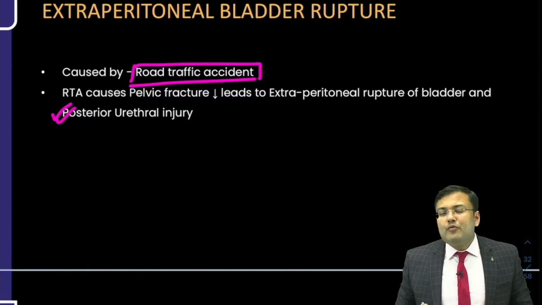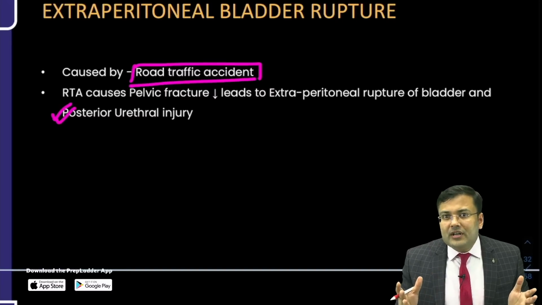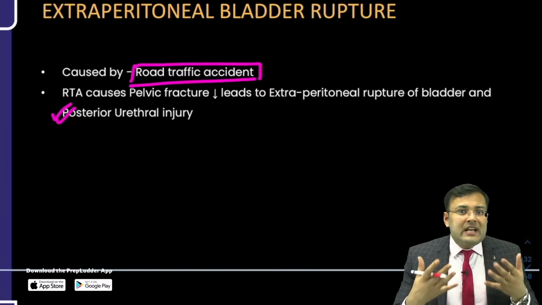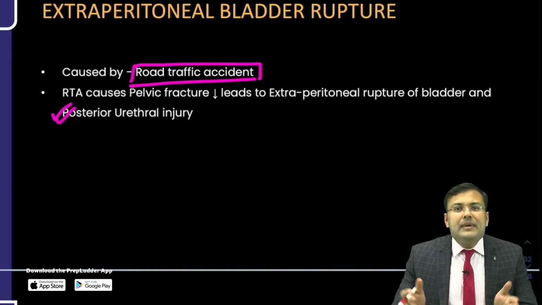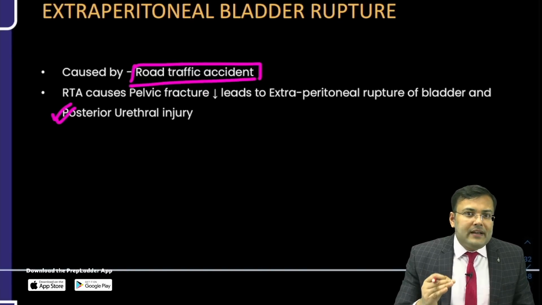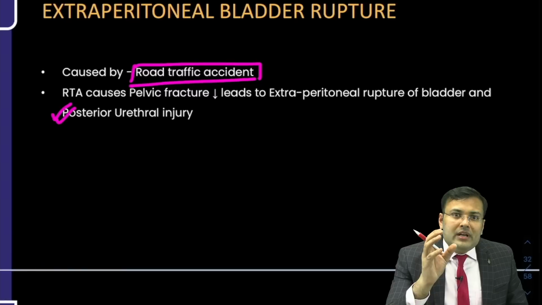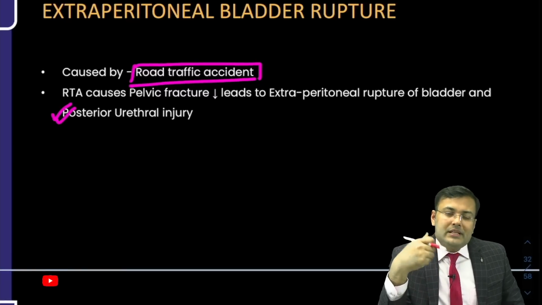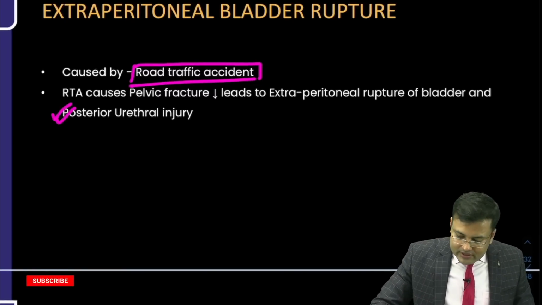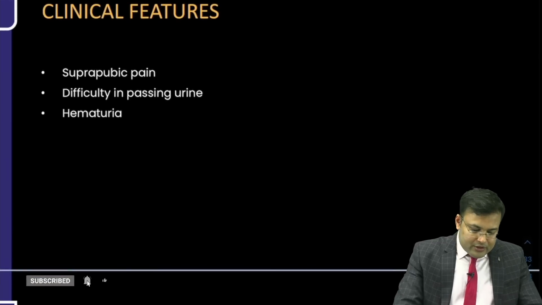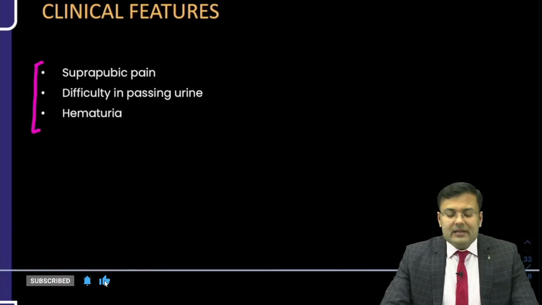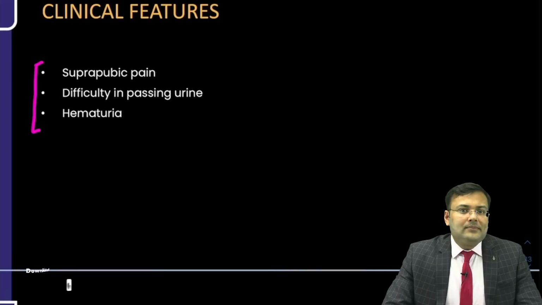Now, whenever the bladder is ruptured, you tell me what will be the symptom? There will be suprapubic pain. If the bladder is ruptured, the patient is not able to generate adequate force for micturition, means difficulty in passing urine. And when the patient is passing urine, urine comes mixed with blood, means hematuria. So the clinical features are suprapubic pain, difficulty in passing urine and hematuria.